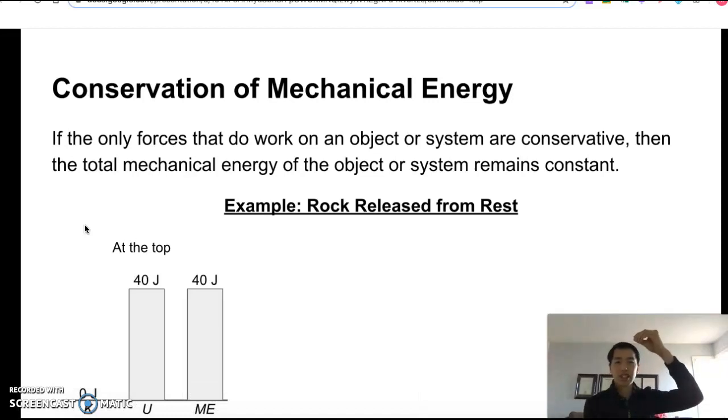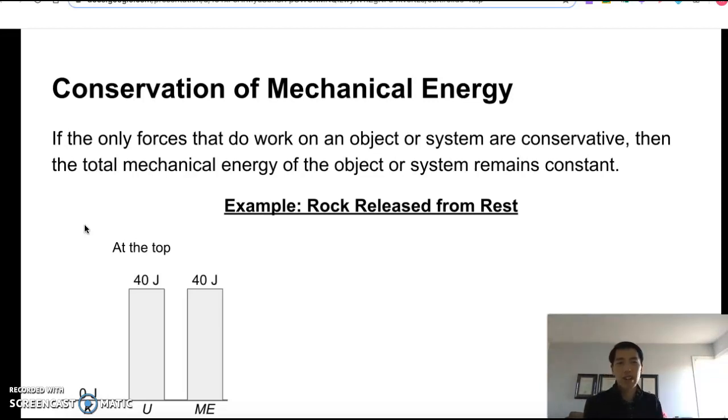Okay, so when I just let go of the rock and right before it starts falling down, well, the kinetic energy would be 0 at that point because I released it from rest. It's not moving. So the kinetic energy is at 0 joules. The gravitational potential energy, U, well, you'd have to calculate it with mgh after specifying a reference height. And I just made up a number there. Let's just suppose that it had 40 joules of gravitational potential energy.